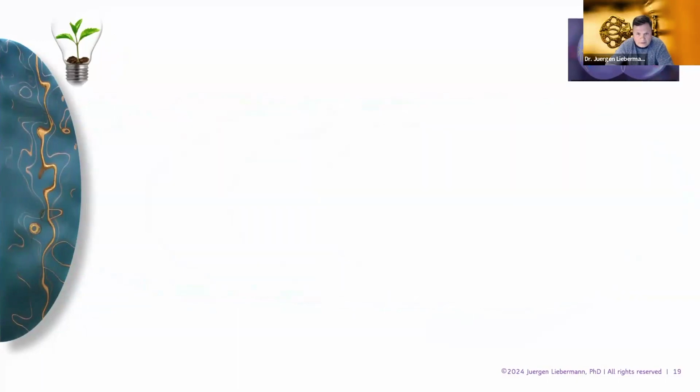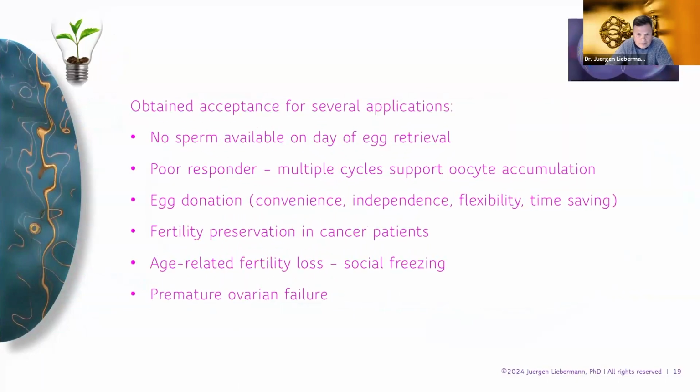We know that oocyte freezing is an important aspect in every IVF center. There's a couple of reasons why we freeze oocytes. For example, no sperm available on day of egg retrieval, poor responder where we use multiple cycles to support oocyte accumulation, egg donation, of course, it's more convenient, gives the patients more independency, it's more flexible and time saving.